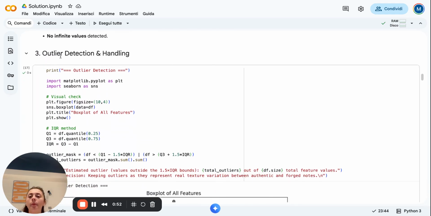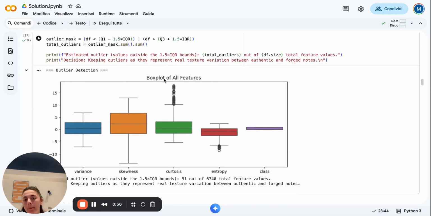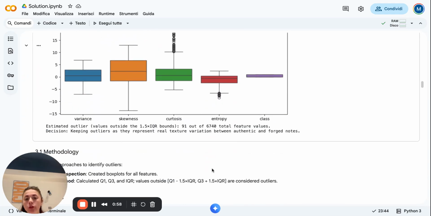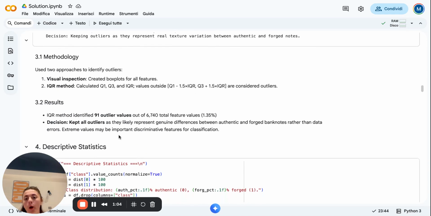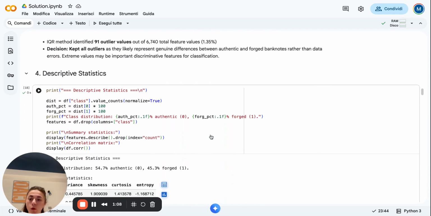And then there was the part about the outlier detection and handling. I used the box plot, of course, on all of the features. I found that there were 92 outliers, and I decided to keep all of them as I think they represent genuine differences between authentic and forged banknotes.